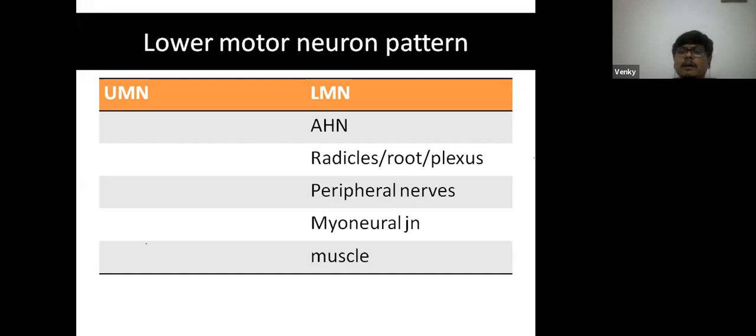So you can see wasting, fasciculation as well as differential wasting and differential fasciculations in the anterior horn cells. Similarly, in anterior horn cell lesion, the wasting will be more than the weakness.